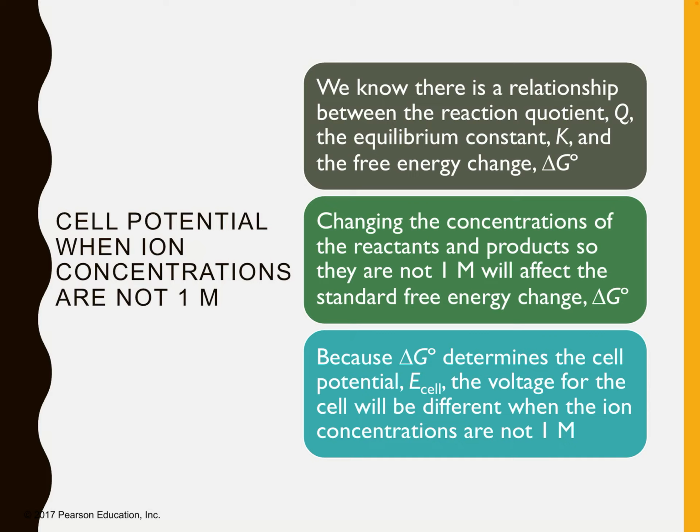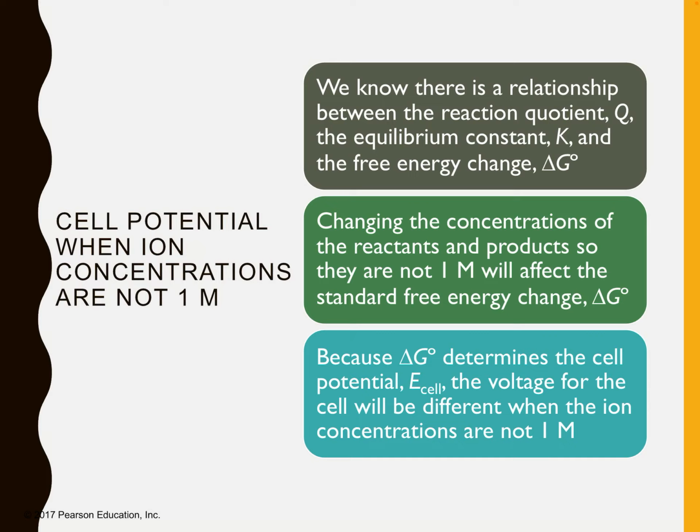Now we're going to look at what happens when the ion concentrations are not 1 molar, okay? And we know from our previous chapters that there's a relationship between the reaction quotient Q and the equilibrium constant K and the free energy change delta G. Remember, so we said delta G naught was when it was at standard conditions, and we could calculate delta G when it wasn't, right? When we had different conditions, different concentrations. So we can do the same thing here.